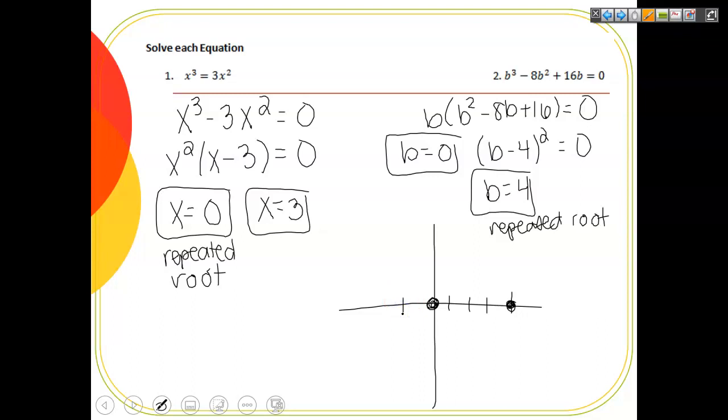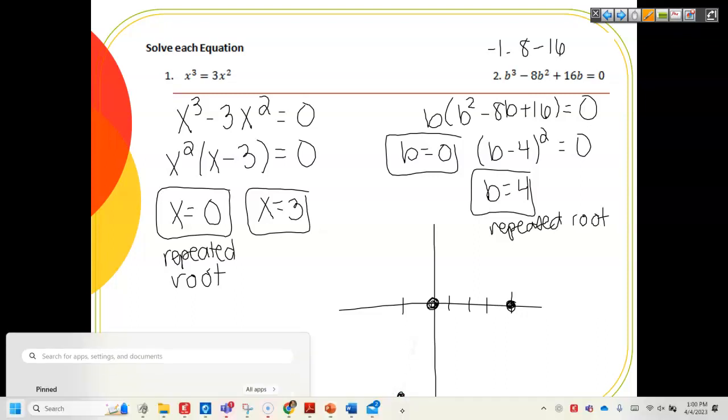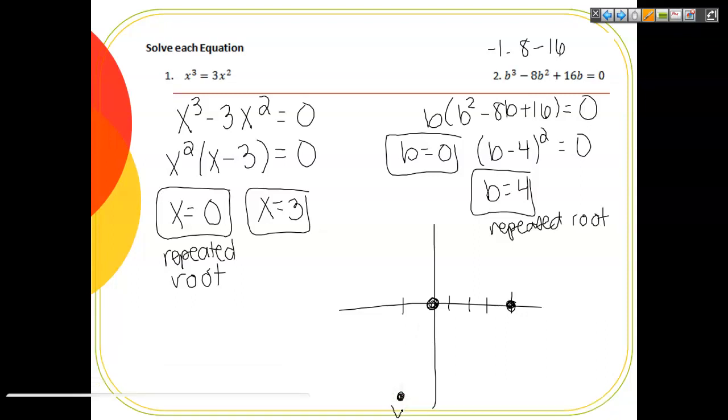You could plug in a number. So if you plugged in -1, you have -1 minus 8 minus 16. So you're way down here, right? We know 0 crosses. I don't know what happens here. Somewhere between 0 and 4, I have an extrema. And then it's going to go up.